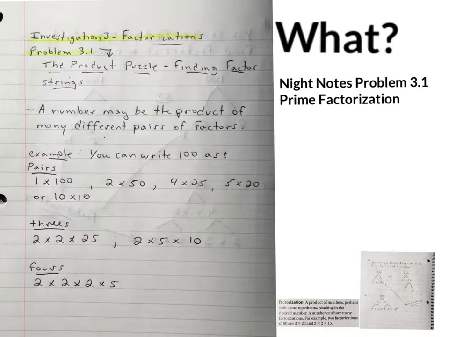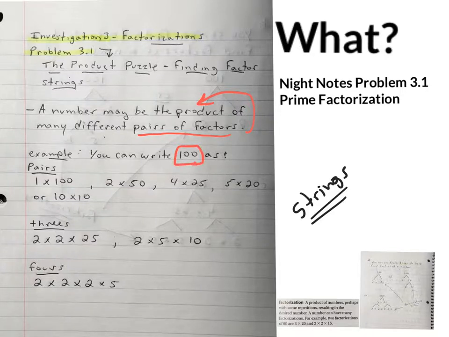So strings of numbers. Let's talk about that. A number may be the product of many different pairs of factors. So sometimes we have pairs of factors that will give us a product. Here's an example. Let's talk about the number 100 for a moment.